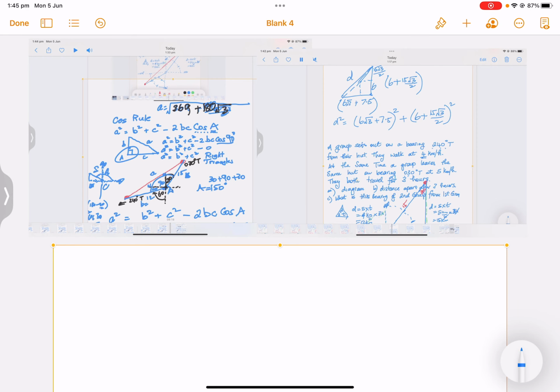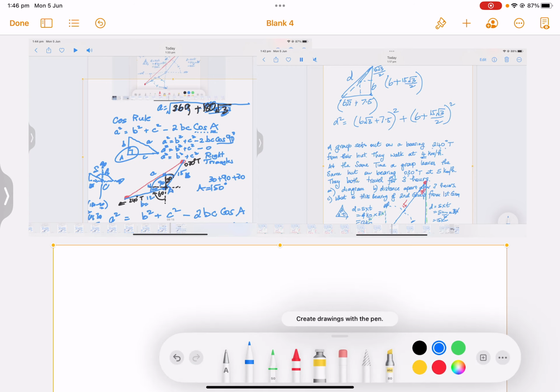In the previous two videos, I went through this camping and hiking problem where two groups headed off in different directions. The first way I used right angle triangles, and the second way I used the cos rule. I just want to come back and wrap this up to show you the final solutions.